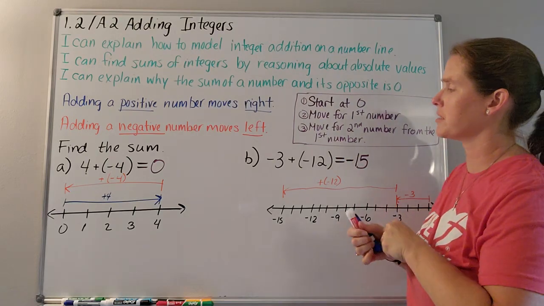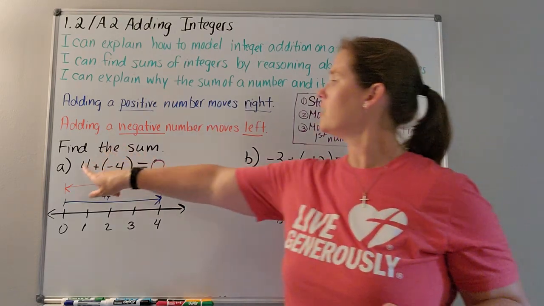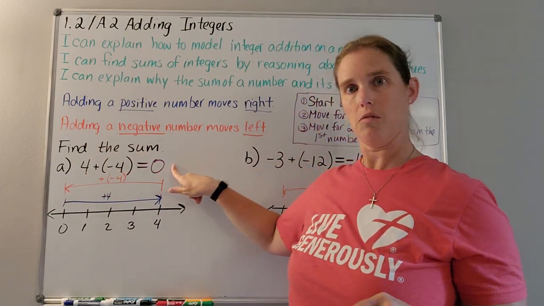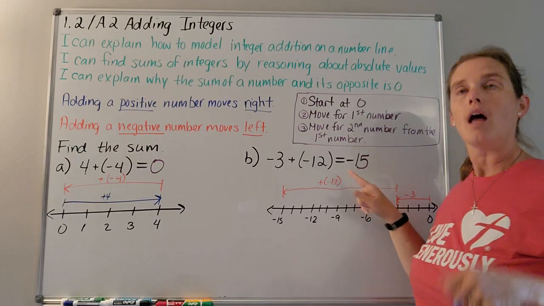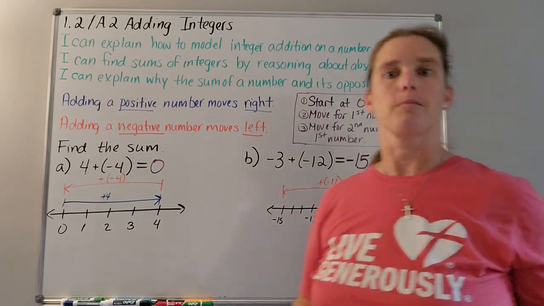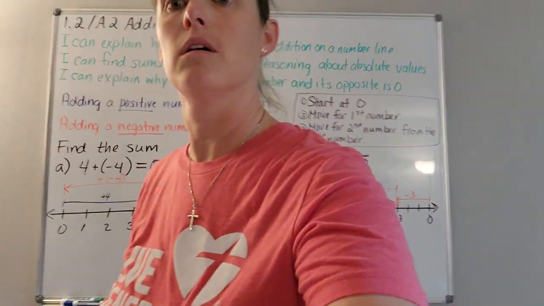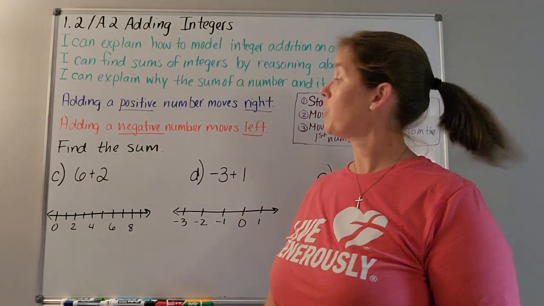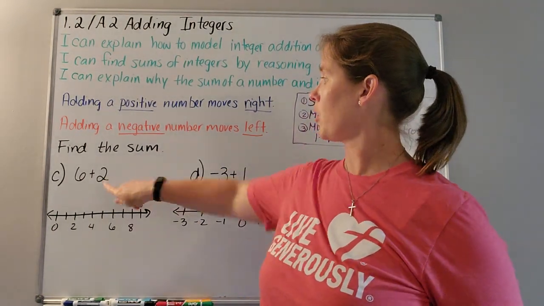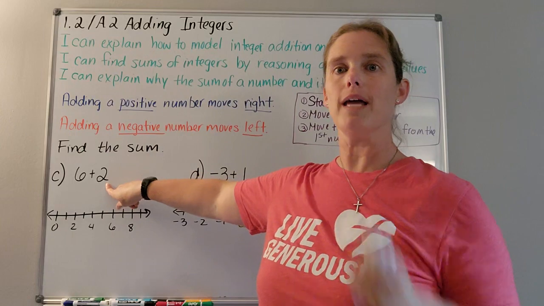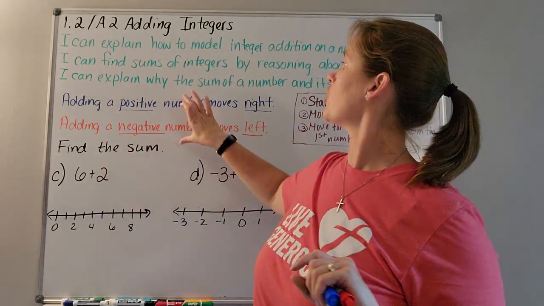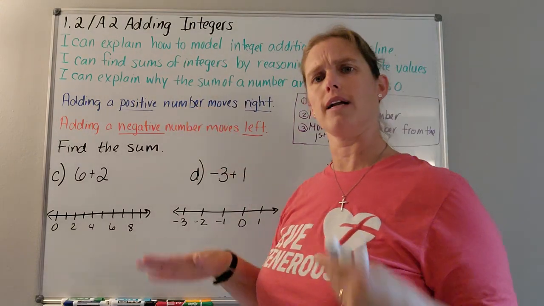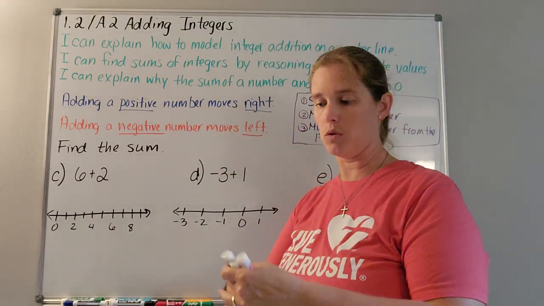So notice this. So far I've added opposites and gotten 0. I added 2 negative numbers and I got a negative answer. Let's see what happens with a few other examples to help us make our rules. Okay, so we've got a few more examples here. Example C, you're probably like, oh, I know this one, 6 plus 2, it's 8. You're absolutely right, but let's think about it in terms of positive moves on a number line, just to help us form those rules.